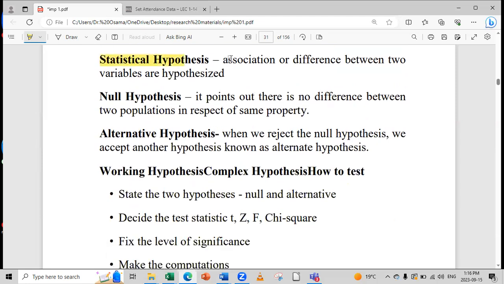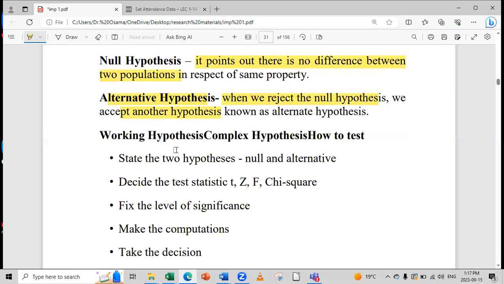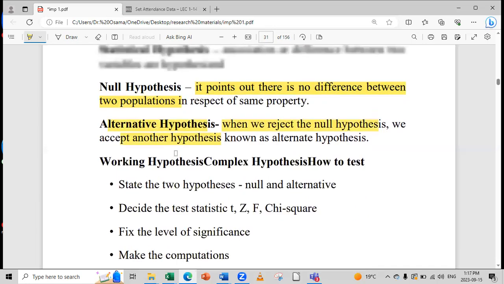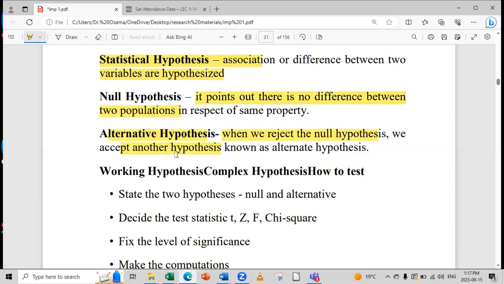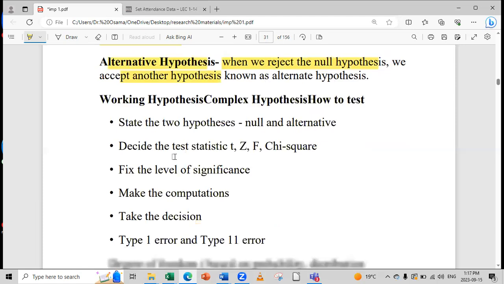We have a statistical hypothesis. Associations or differences between two variables are hypothesized. Null hypothesis: it points out there is no difference between two populations. Alternative hypothesis: when we reject the null hypothesis and accept the other hypothesis. These will show up in the mathematical parts very clearly, and I will put 3 examples for this. Working hypothesis complex.